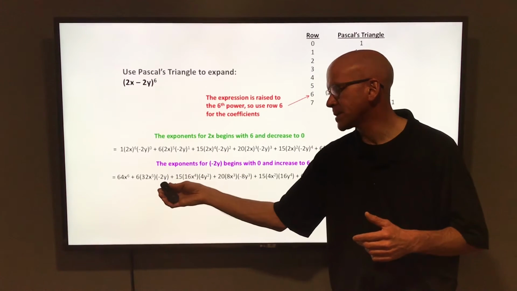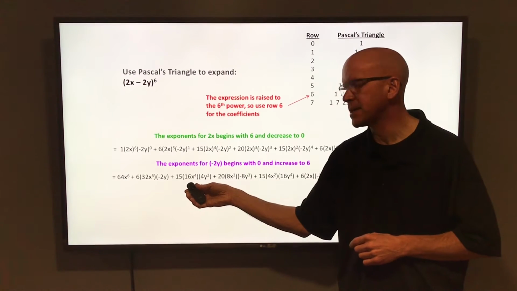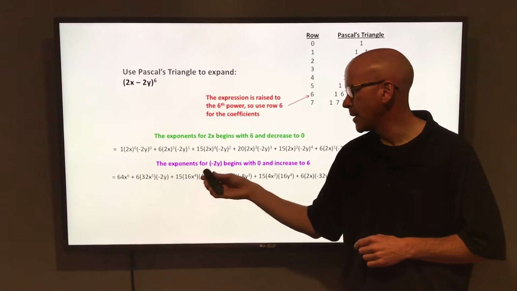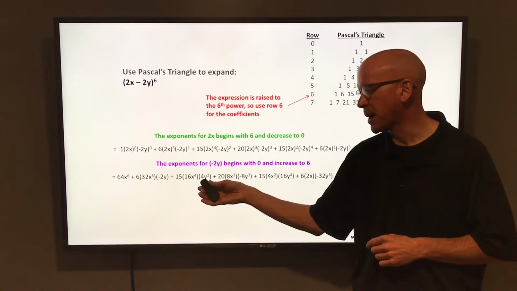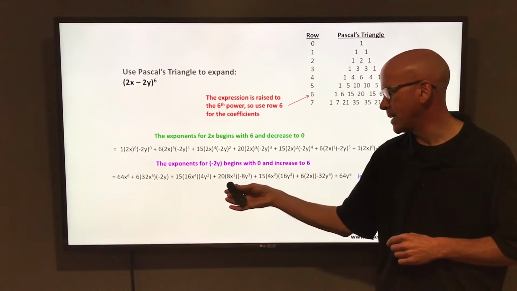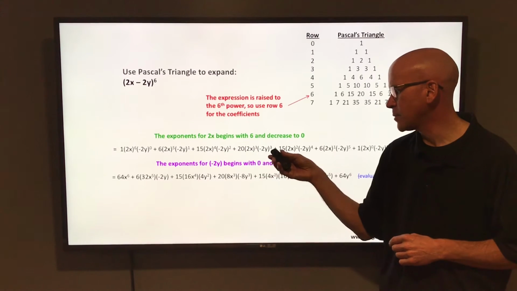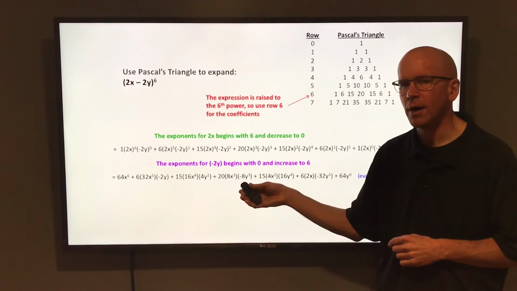Negative 2y to the 1st, that is just negative 2y. Next, take 2 to the 4th, that is 16. So it'd be 16x to the 4th with a 15 in front of that. Take negative 2 to the 2nd, that is positive 4, so it'd be positive 4y squared. Next, take 2 to the 3rd, that is 8. So it'd be 8x to the 3rd. Don't forget the 20 in front. Negative 2 to the 3rd is negative 8, so it'd be negative 8y to the 3rd.